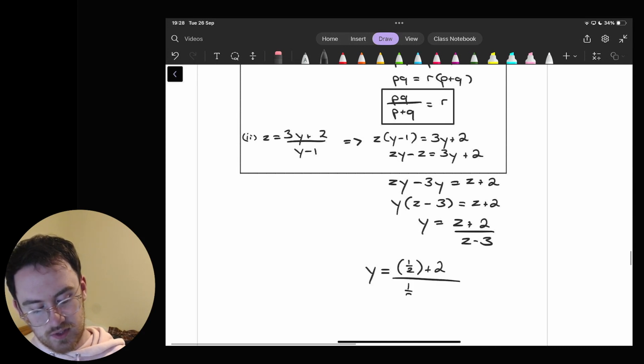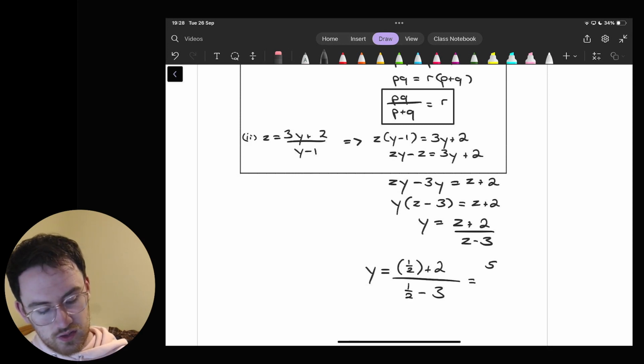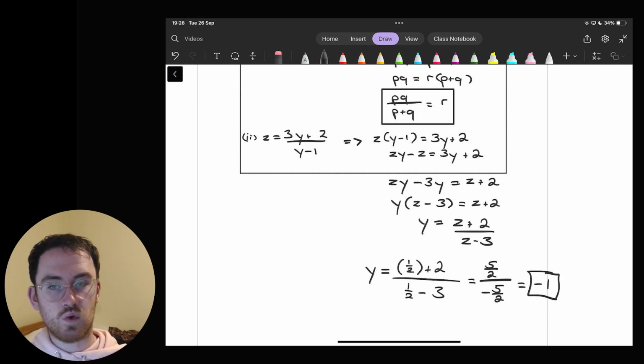And again, this is something you could do for yourself in your calculator. So a half plus 2, so 2 is 4 over 2, so 5 over 2 here. And on the bottom, 3 is 6 over 2, so that's minus 5 over 2. And that just gives me an answer of minus 1 there.